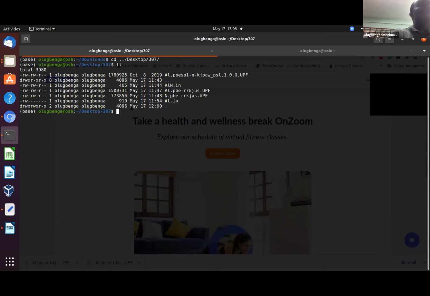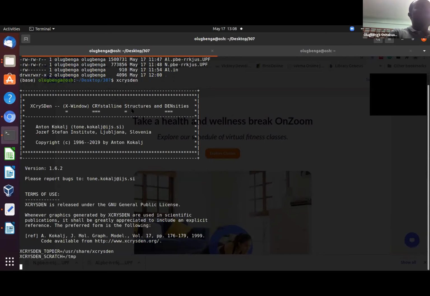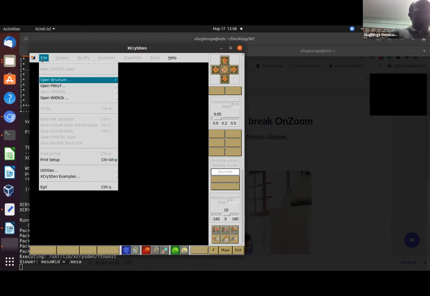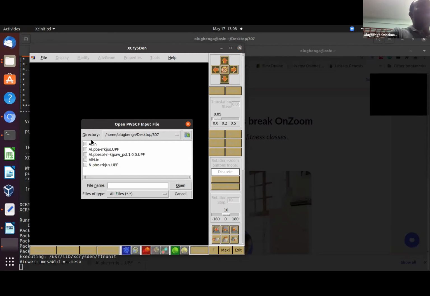Okay, so I want us to visualize something here with a computer application called XCrySDen. Us to look at aluminium.